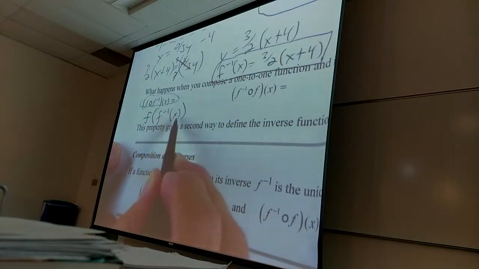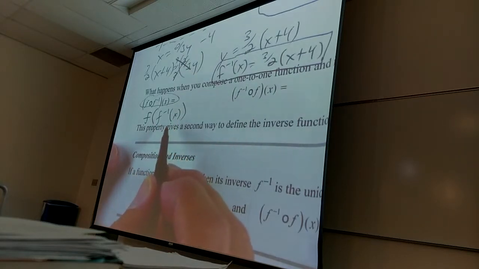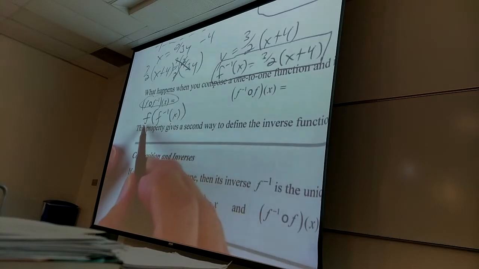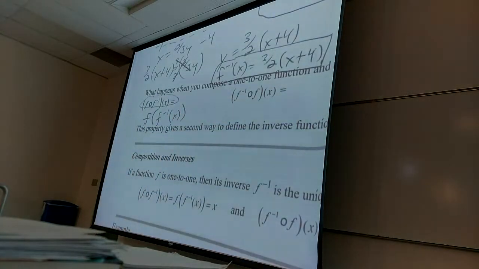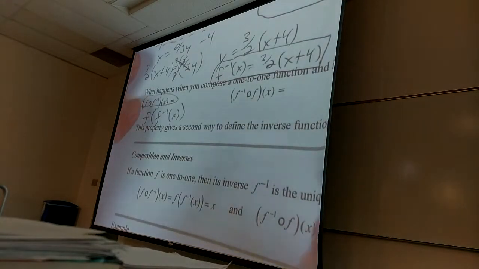So f inverse is going to do something to x, right? We don't even know what f inverse is. It's going to do something. But then what's f going to do to that? So f inverse could take x and make it become b. And then what's f going to do to that? It's going to do the opposite. It's going to take it back to where it was. So what's it going to do? This is almost too nice to believe also.